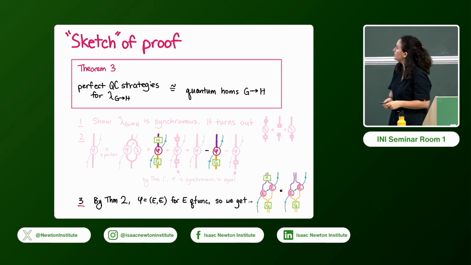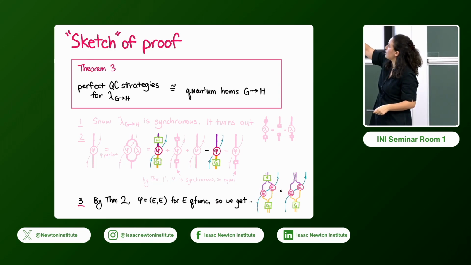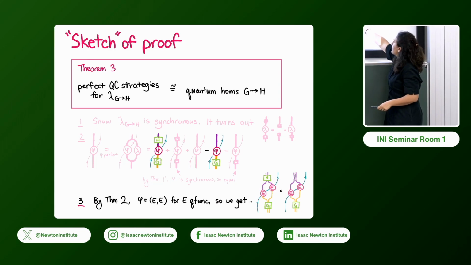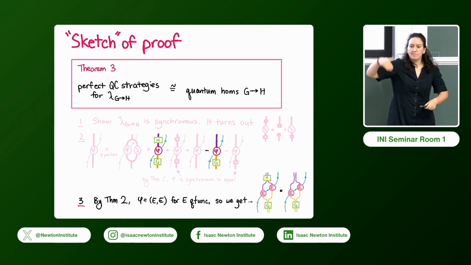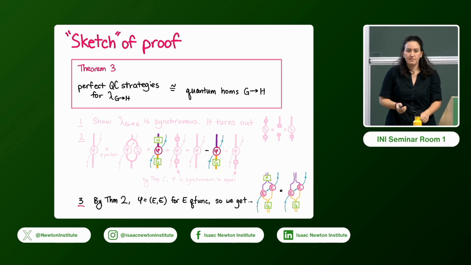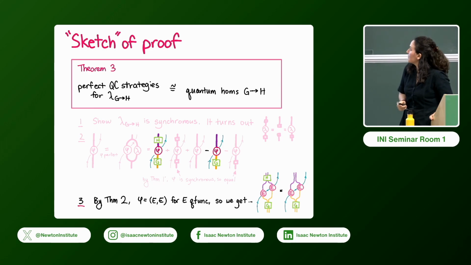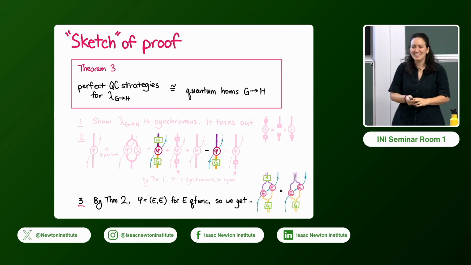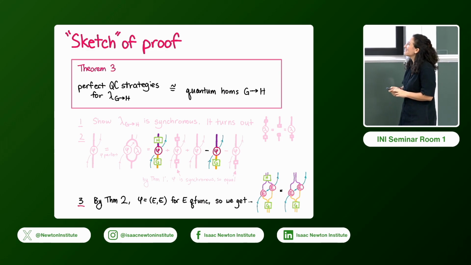Okay, so we started with a perfect quantum commuting strategy for this game, and we showed that it's exactly given by a quantum homomorphism from the graph to the other graph. And I don't know if you caught my joke there. This is a sketch of the proof because there's literally a lot of drawings in it. Okay.